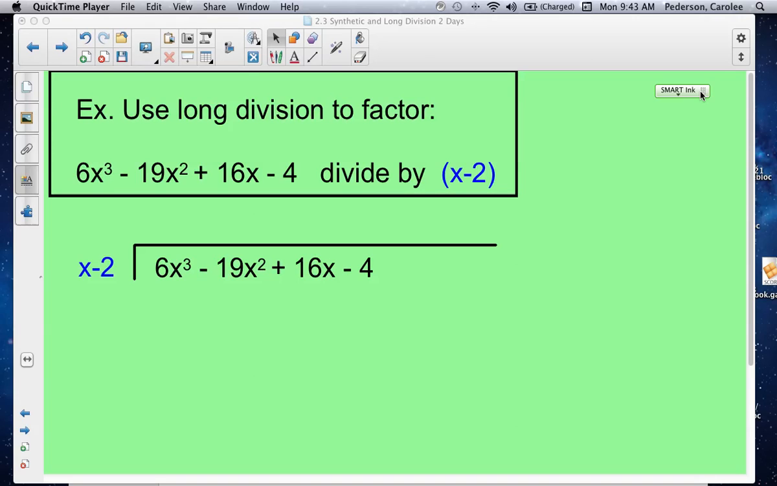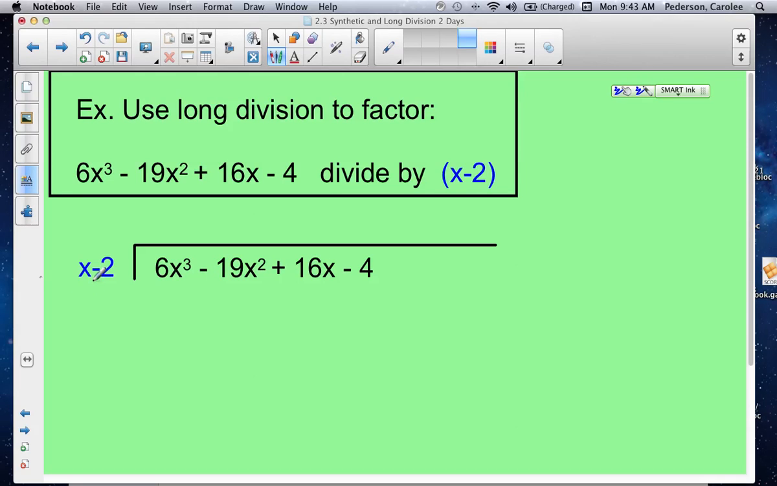Now we're going to look at the first term, and we're going to see if it can divide into the first term. So I'm looking at this x and that 6x cubed, and just off to the side, I'm going to divide them. So I'm going to say 6x cubed, if I divide that by x, what am I left with? 6x squared. So that is going to be my first part of my answer, 6x squared.